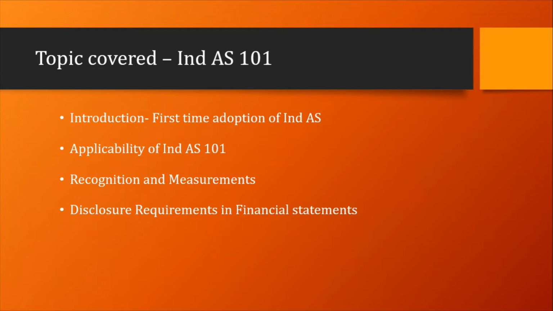Then in the third section we will discuss the recognition and measurement criteria. Here we will discuss the exceptions and exemptions of a few Ind AS in respect of Ind AS 101, and in the last we will discuss the disclosure requirement in the financial statements. Here we will discuss what type of reconciliation we have to prepare and how many financial statements we have to prepare at the time of first-time adoption. So these are the 4 sections we will discuss.